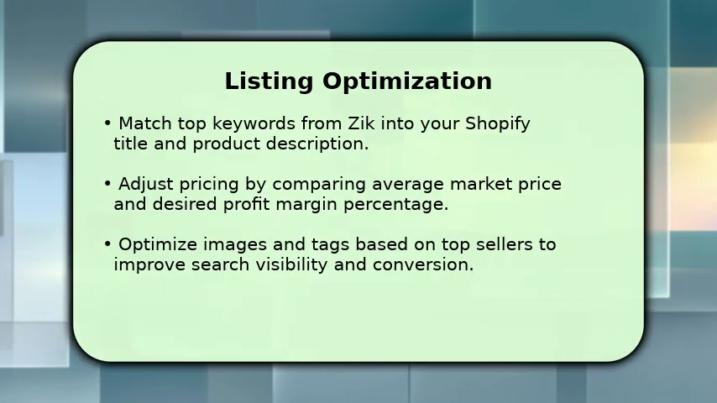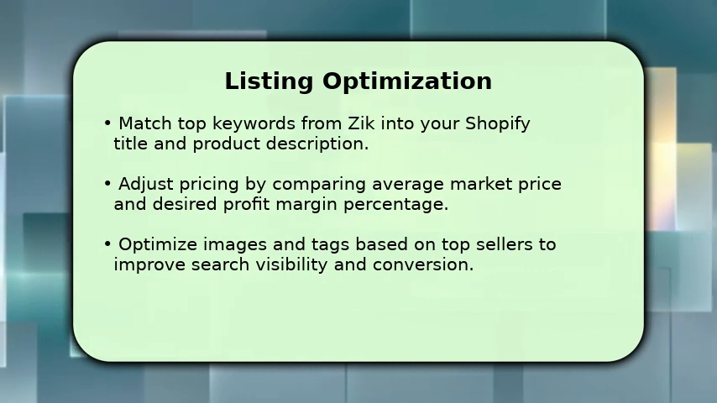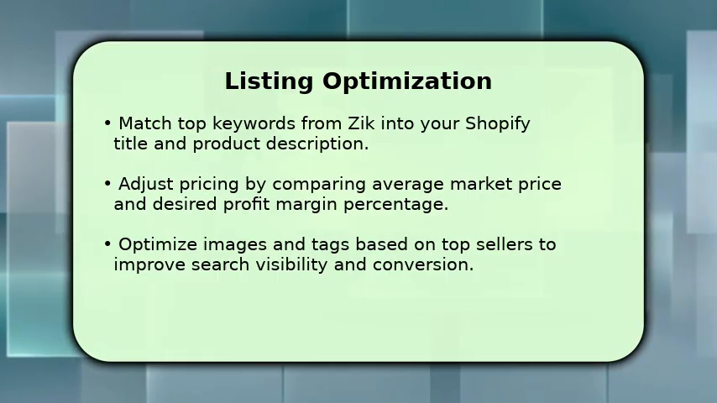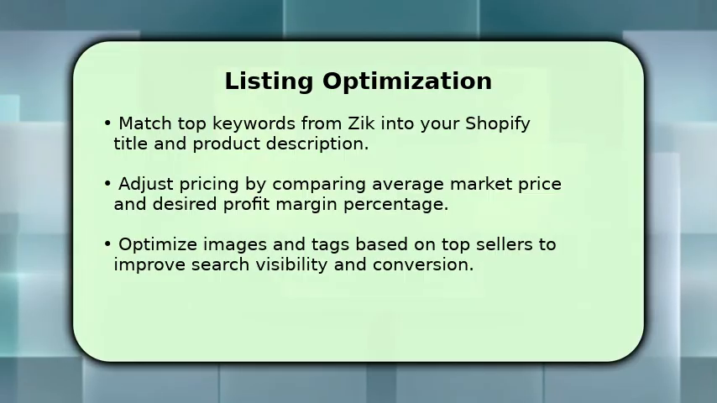Refresh images and tags based on high-performing listings you discovered, then republish updated listings to Shopify. Monitor performance over several days and tweak keywords or price if impressions or sales don't improve.